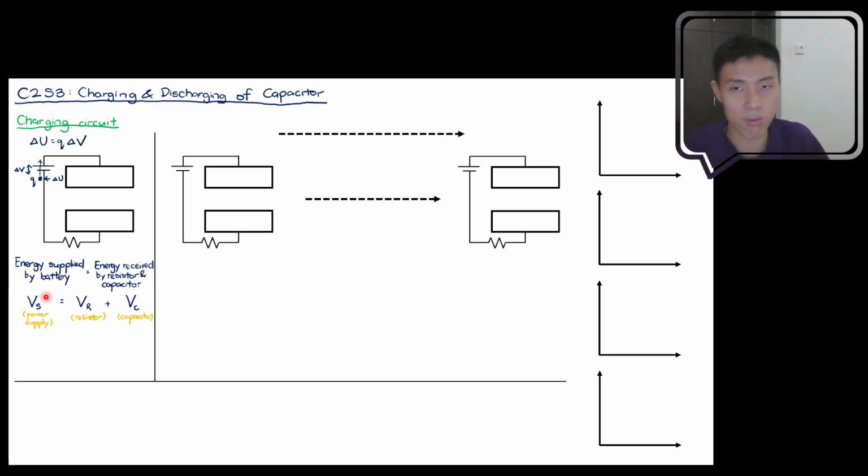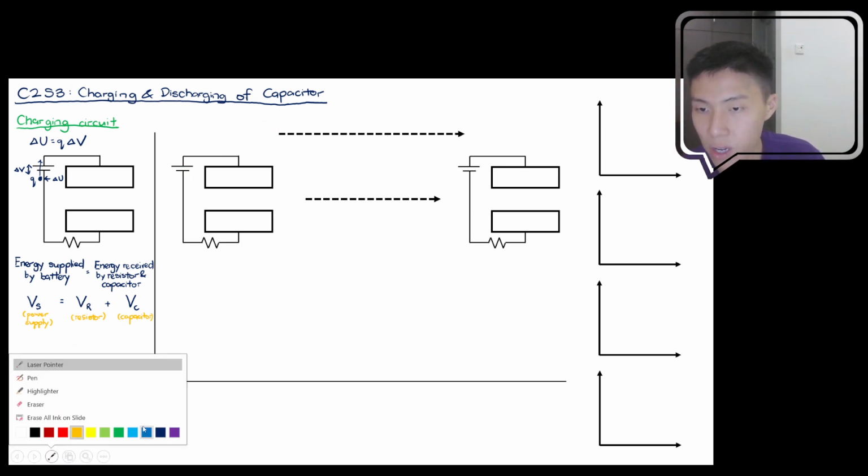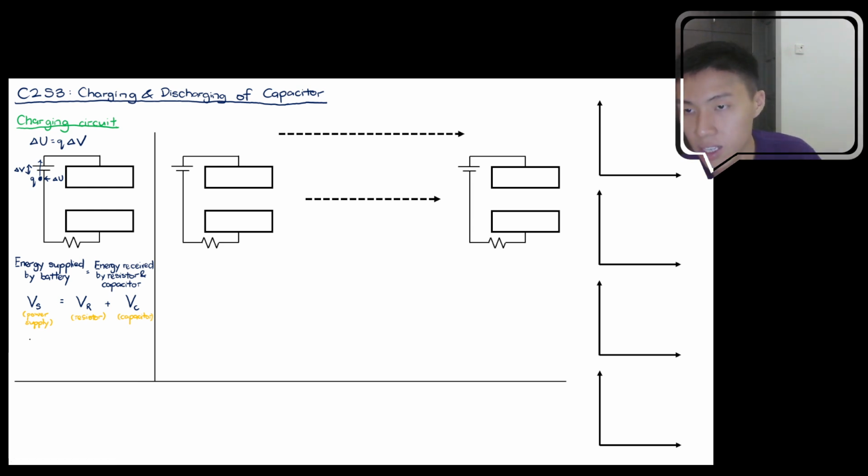You cannot change it to become 3 volt. You cannot change it to become 5 volt during the charging process. It's a constant 1.5 volt. So every battery has its own voltage and it's a fixed value. That's what I'm trying to convey over here. Because it's just a fixed value, I won't be expressing it in other things. It's just the voltage of the power supply.